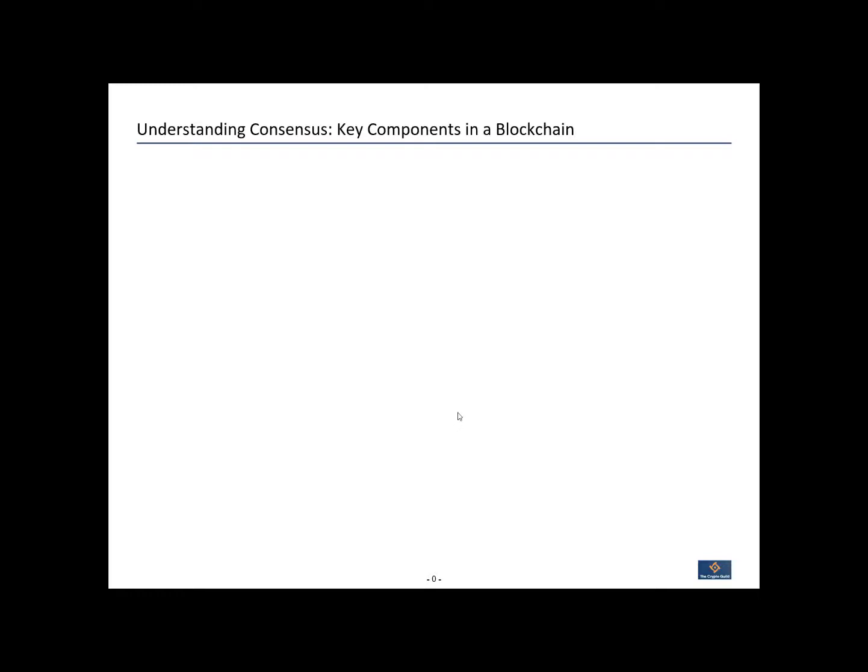But I think what we'll do is look at the key components in a blockchain and understand where consensus fits into those key components. And once we have an understanding of what that is, we can then look at the specifics of proof of stake. So let's get started.